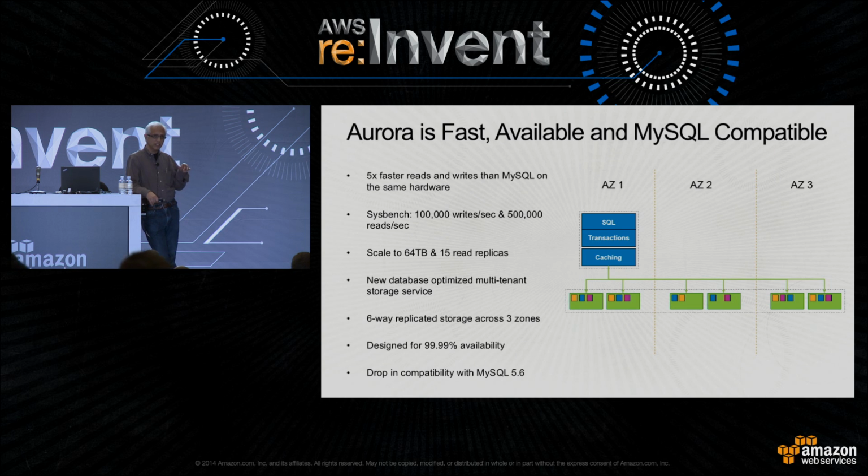And since we do 6-way replication in 3 availability zones, remember that RDS MySQL, or RDS in general today, multi-AZ, does 2 copies in 2 AZs. In this case, we're going to 3 AZs and 6 copies. And in the case of multi-AZ, your standby does not do any read traffic.